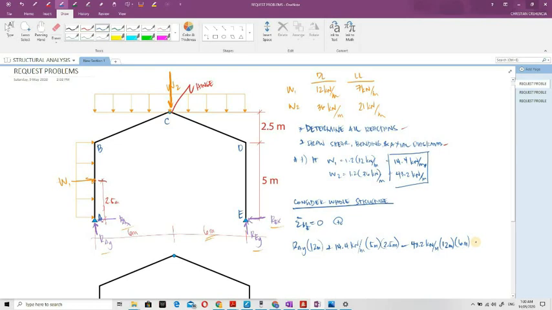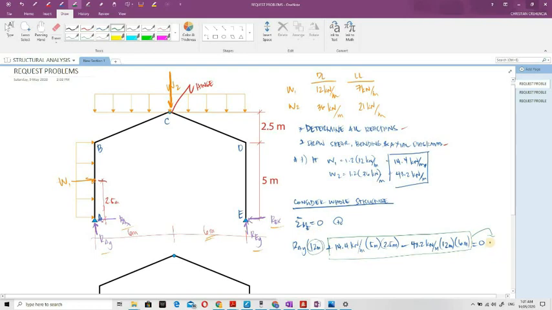But, since point E is pin support, ganoon din sa point A. So, wala tayong moment doon sa dalawang points na yun. Then, this will be equal to 0. Kasi nga, pin support tayo sa point E. Okay, so, itong mga to is itatranspose natin sa kabila. Okay, itatranspose natin yan dito.